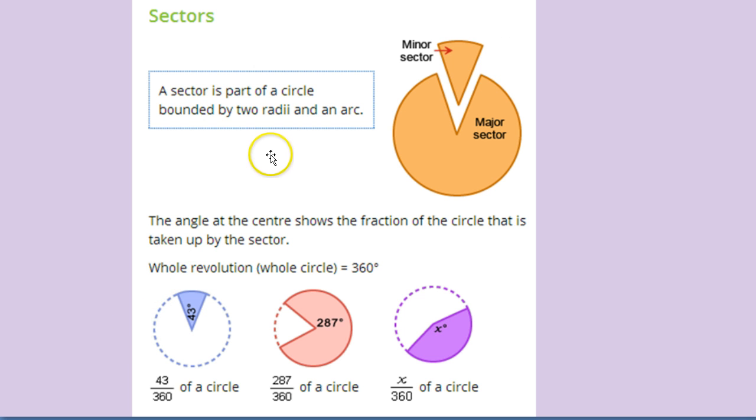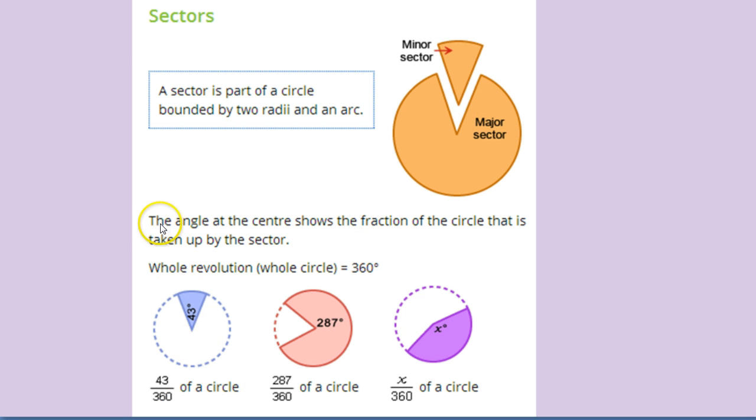First thing we need to know is what a sector is. A sector is part of the circle bounded by two radii and an arc. So here we have a minor sector, so a small sector. These two lines here, those two there, represent the radius. They are both the radius. And we have our major sector as well, which is this larger part here. Okay? And the top part obviously is the arc around the edge.